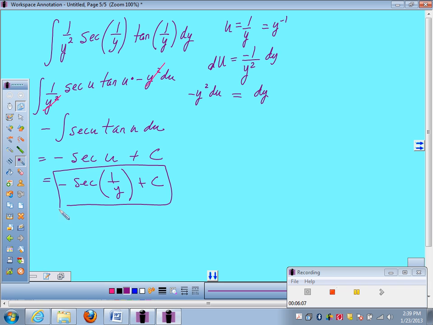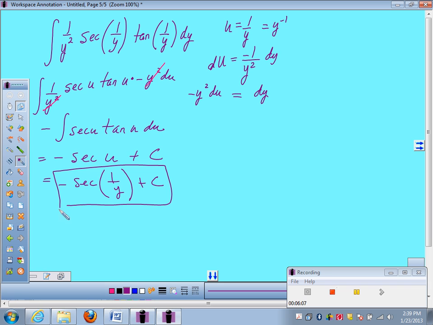And actually, if you think about taking the derivative of this one, the derivative of secant would be secant of 1 over y, tangent of 1 over y. Then you'd have to chain rule it, do the derivative inside, which would give you the 1 over y squared.